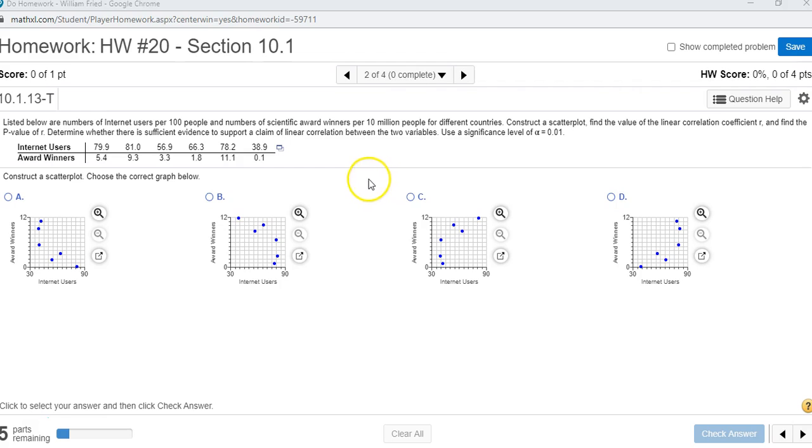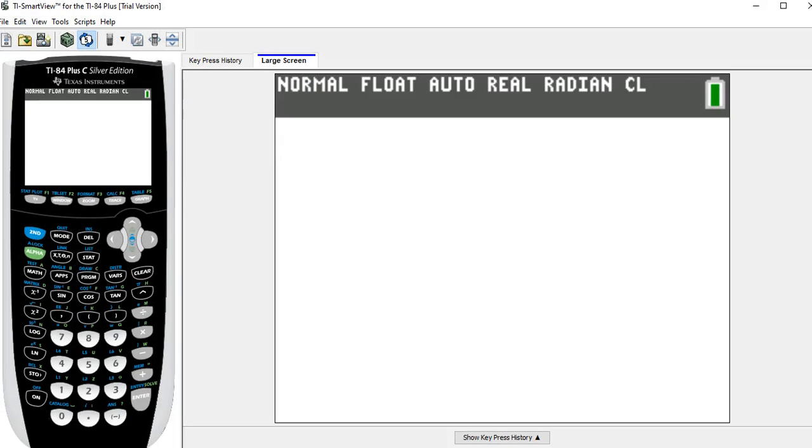So first, let's construct the scatter plot. On the calculator, we can do that. What I'm going to do is enter these numbers. The first numbers I'm going to enter into list 1, the x values. The y values I'm going to enter into list 2.